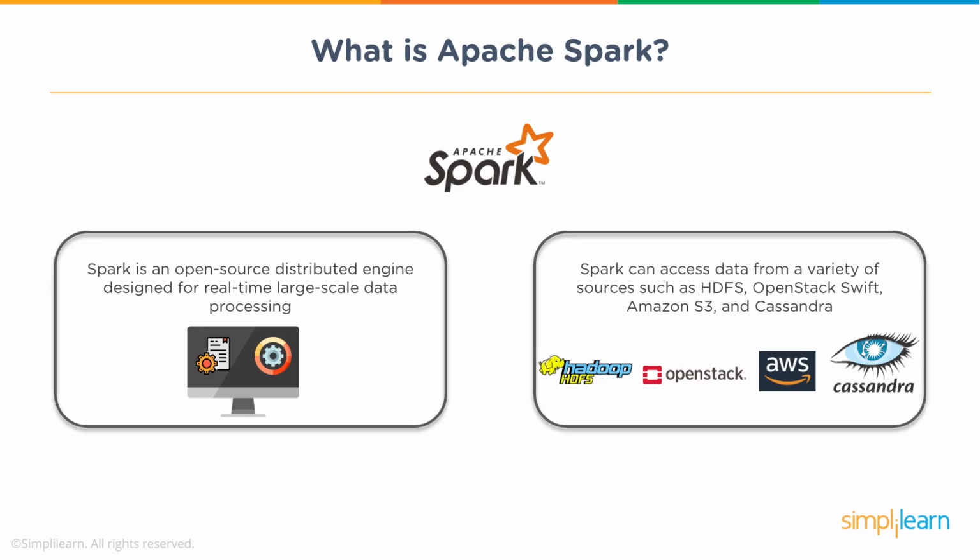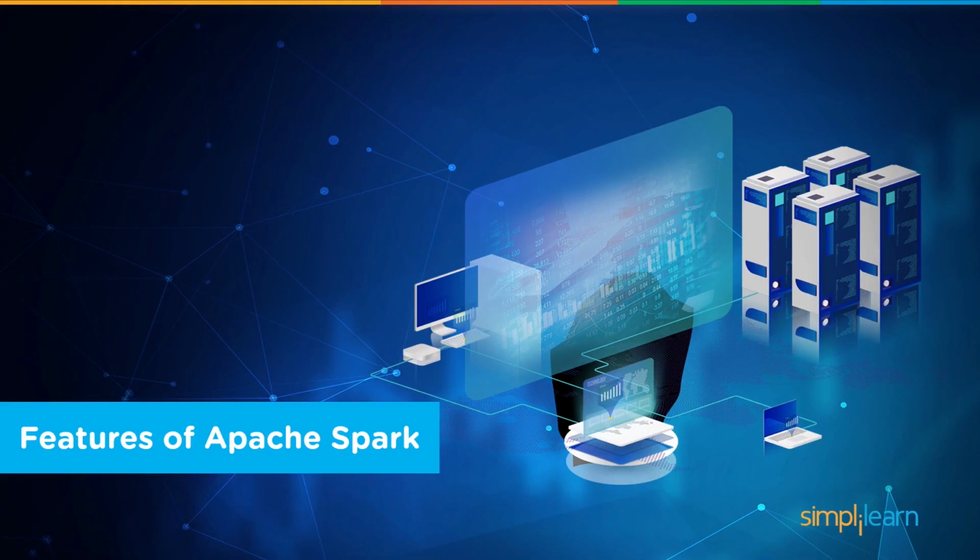When we talk about Spark, Spark can access data from a variety of sources. So one thing which we need to remember here is that Spark does not have its own storage. Spark can access data from a variety of sources such as HDFS, OpenStack Swift, Amazon S3, Cassandra, or an external RDBMS. Now let's look at some features of Apache Spark.